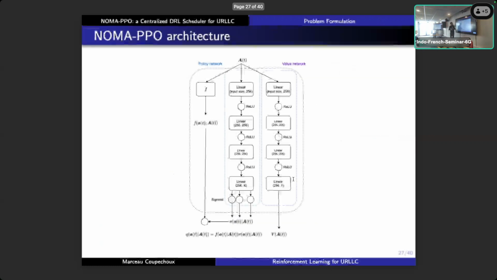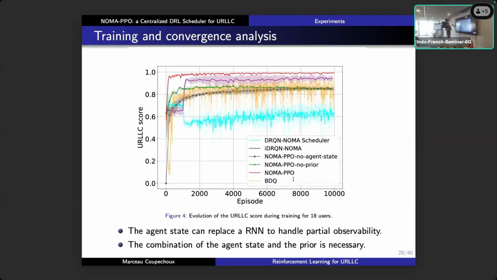So this is the structure, and some of the results are shown here. Here we have 18 users. You see on the x-axis is the episode. So the training is done offline. Then you operate the network online, but it's very quick. What is long is the offline training. So here you have time. Here you have the URLLC score, and we have compared to several benchmarks.